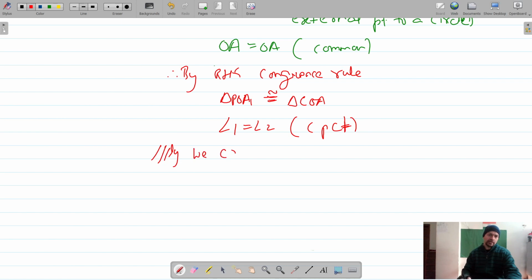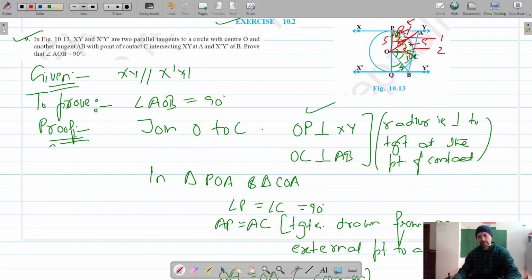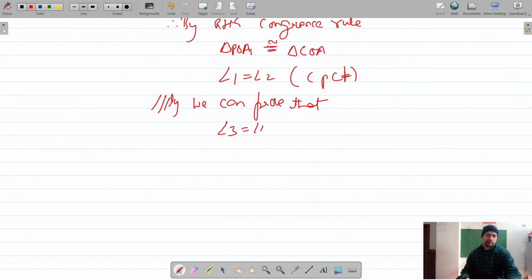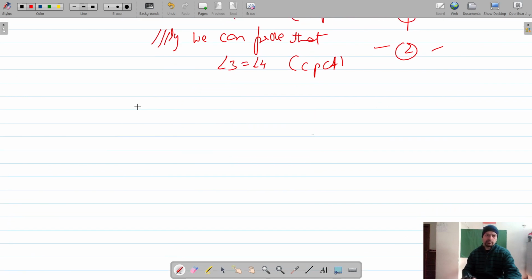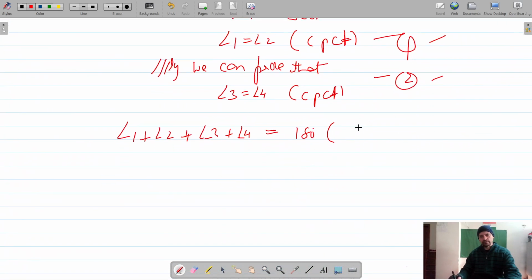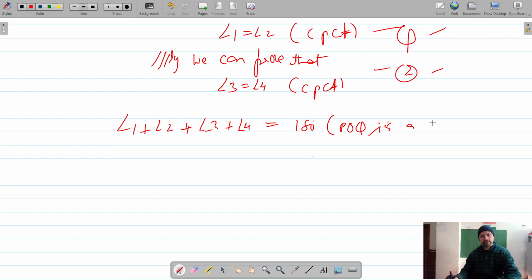Similarly, in the same way, we can prove that these two triangles are congruent and angle 3 is equal to angle 4. That will also follow from the corresponding parts of the congruent triangles. So let's say these are equations 1 and 2. Now if we add 1 plus 2 plus 3 plus 4, this gives us 180 degrees because these angles lie on the line POQ. So POQ is a straight line and these angles lie on it.